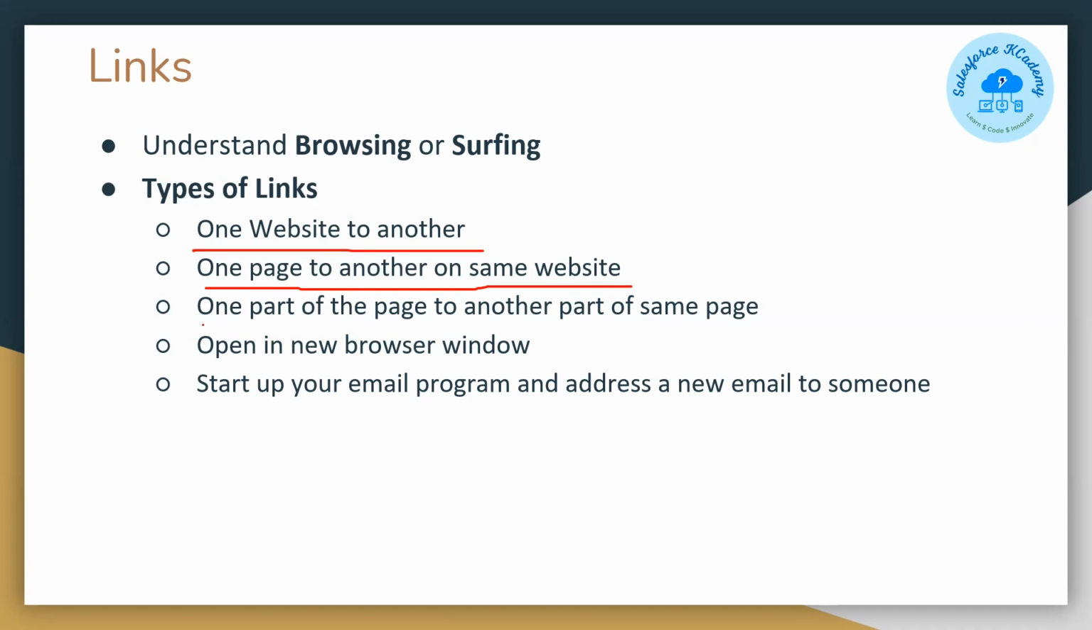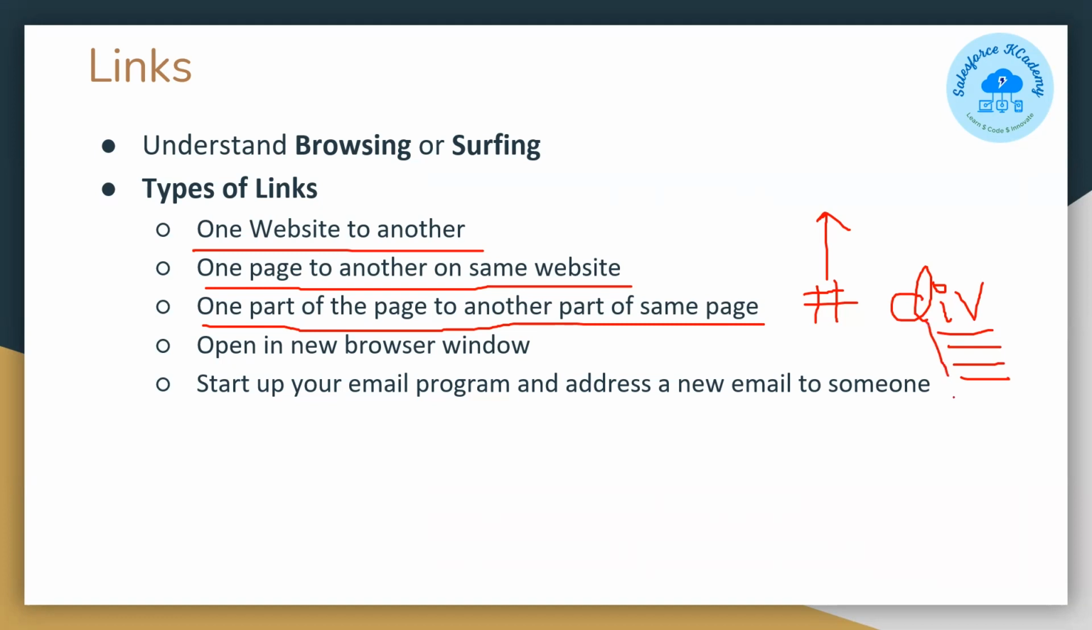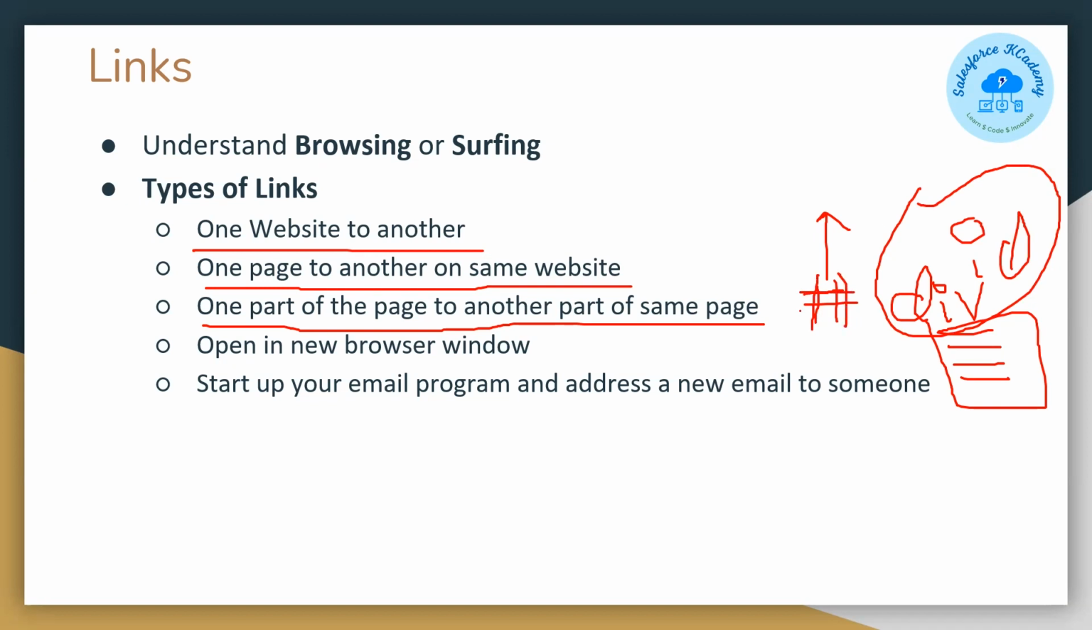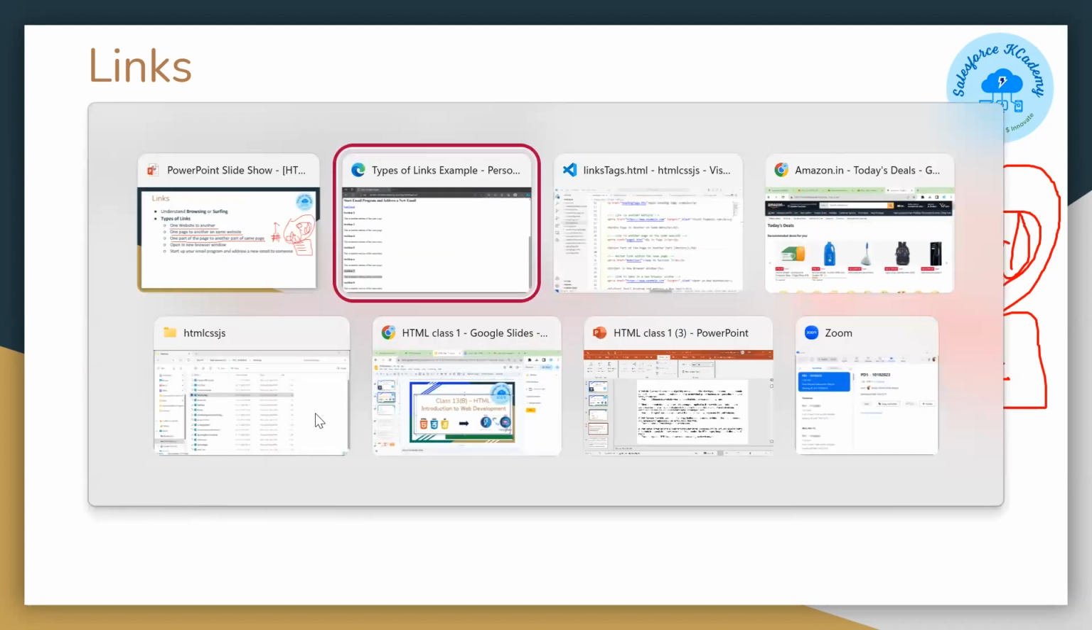Now we have seen from one part of the page to another part of the page. That is possible with the help of hash and div. Hash is what you use in the attribute, and div is the element which is used to group different elements together and provide them the ID. So if I use hash and this ID, then from wherever I am, I can go to that part of the page. How is this useful? Let's see.